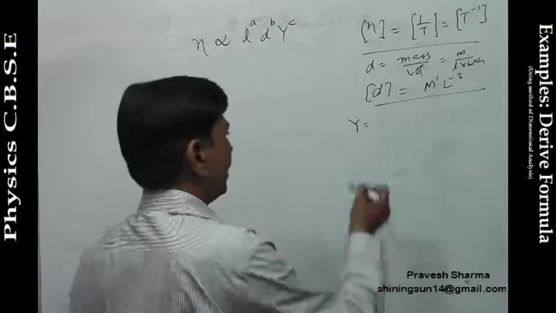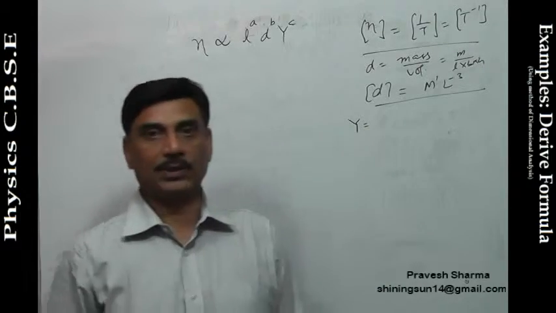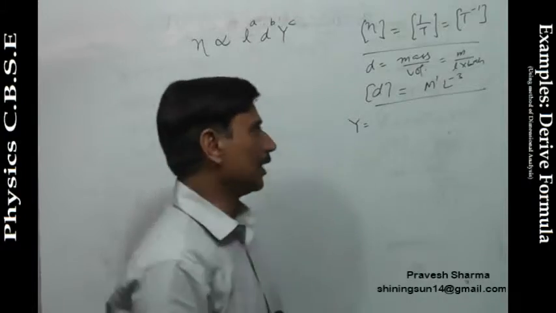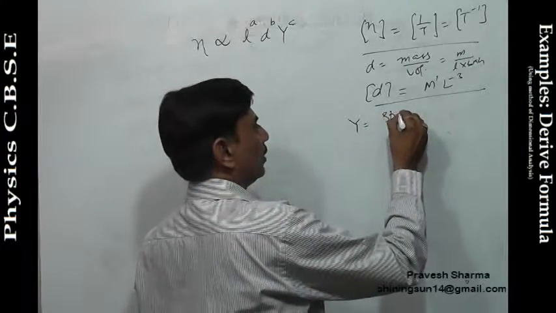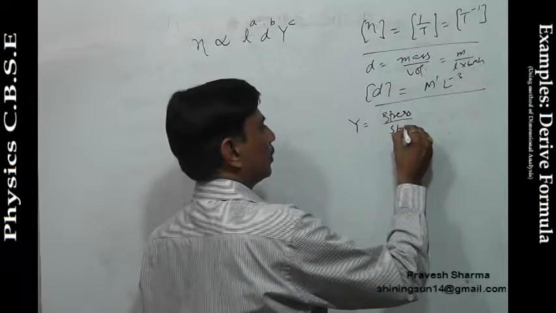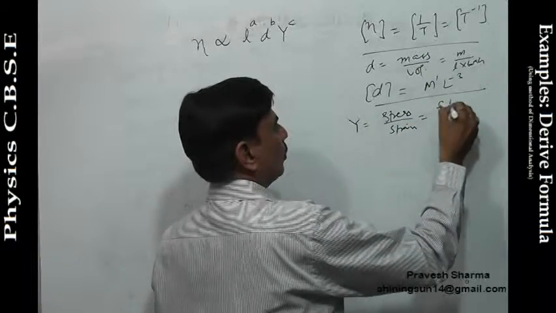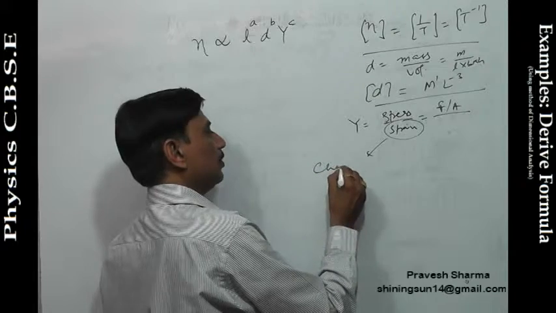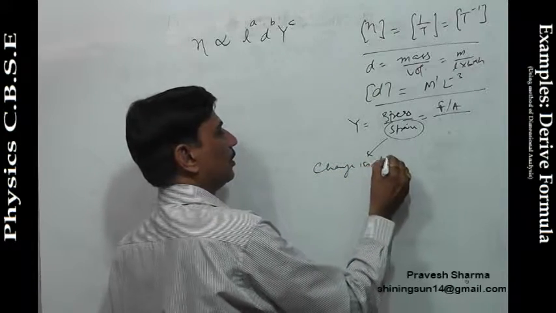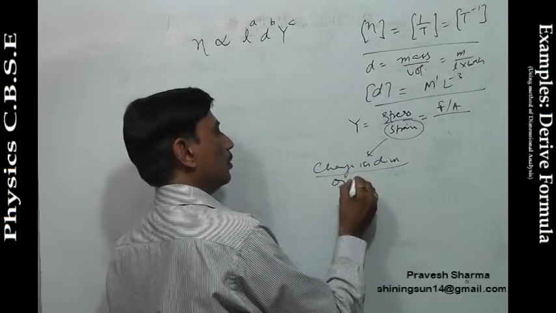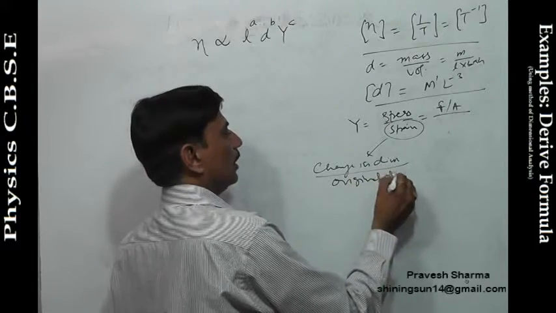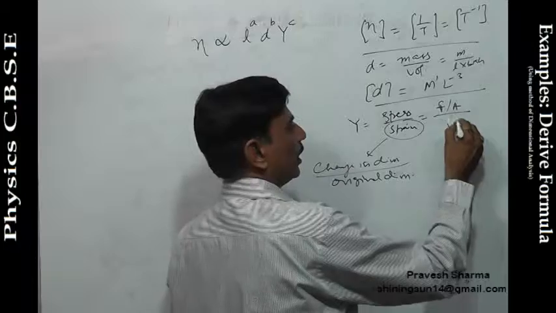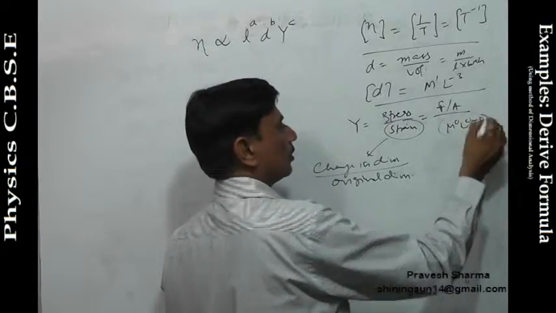So this is basically at the initial level, when we are just doing units and measurements. We can take Young's modulus as simply stress by strain. Stress is force upon area and strain is change in dimension over original dimension. So it doesn't have any units. So it is M0, L0, T0.